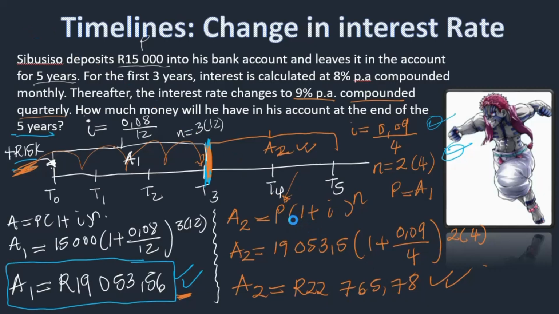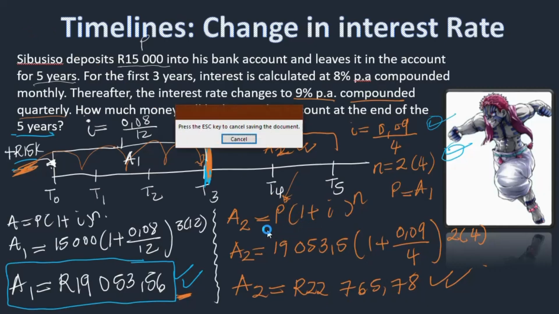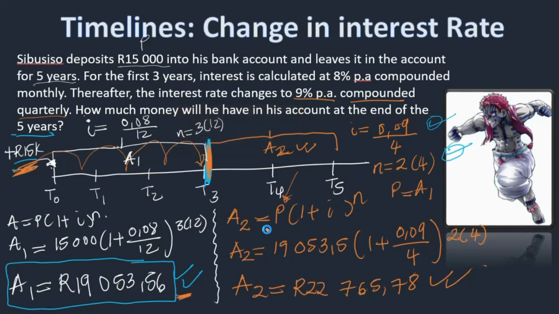It's beautiful, isn't it? It's beautiful that things keep on changing in these timelines, and you have to consider that and actually calculate it without making mistakes. It's beautiful. Let's move on to the next part.